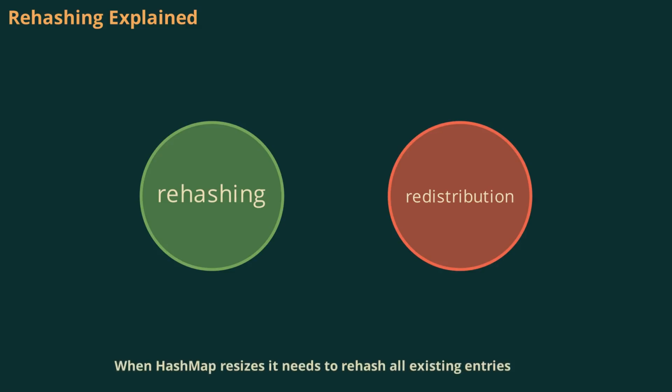When HashMap resizes, it needs to rehash all existing entries. This means recalculating the bucket index for each entry based on the new capacity. This process ensures that entries are evenly distributed across the new set of buckets, maintaining efficient access times.